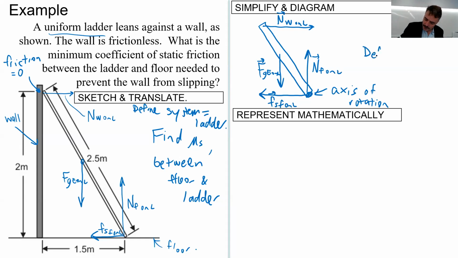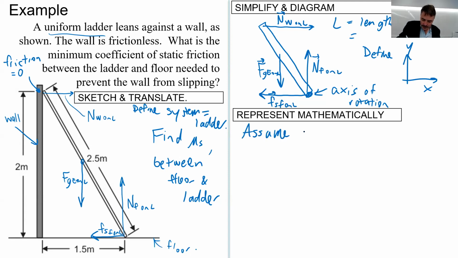I'm also going to define y to be up and x to be towards the right. And L is the length of the ladder, which it doesn't say. So, okay, so assume static equilibrium. That's how all these chapter 8 static equilibrium problems really work. You're gonna have to do something like this tomorrow.